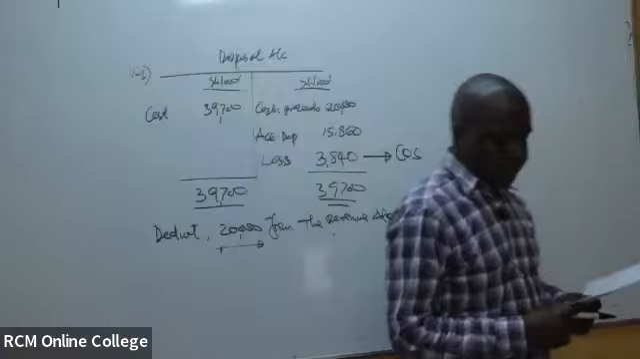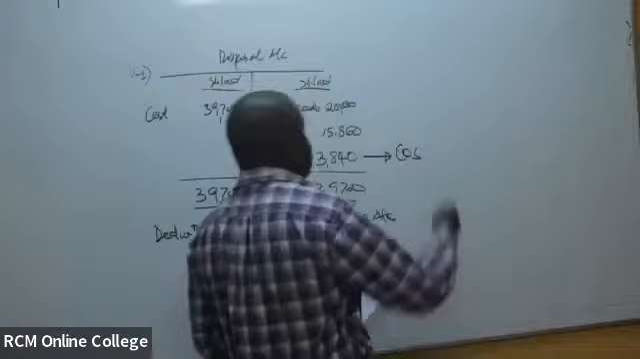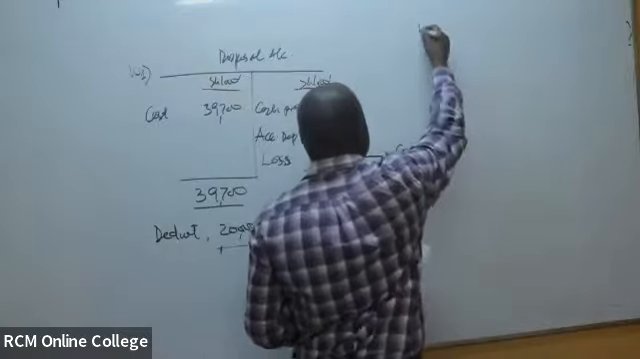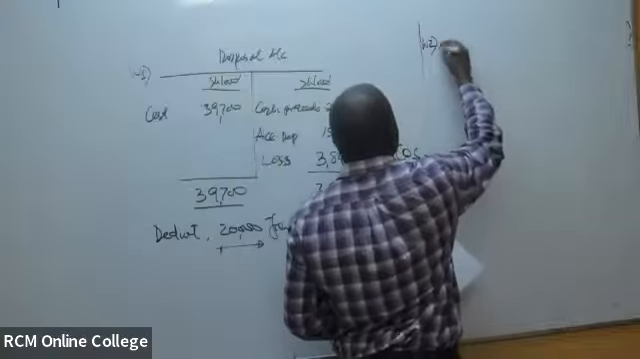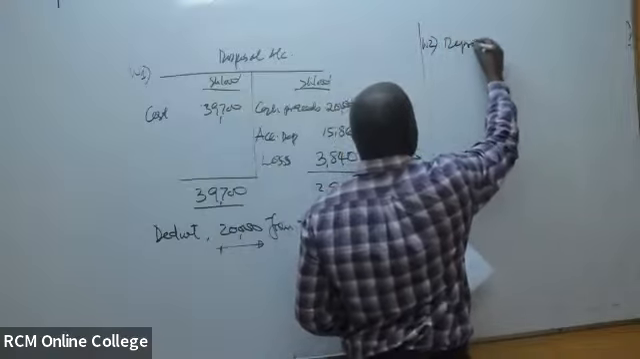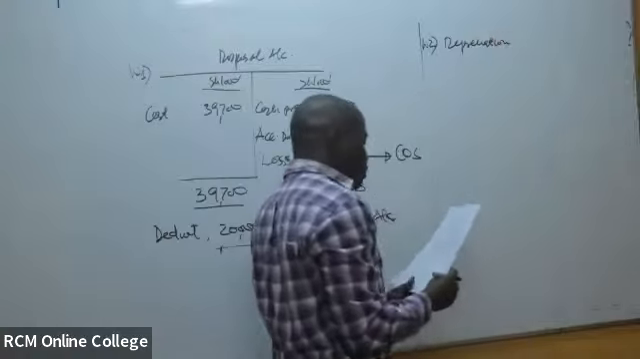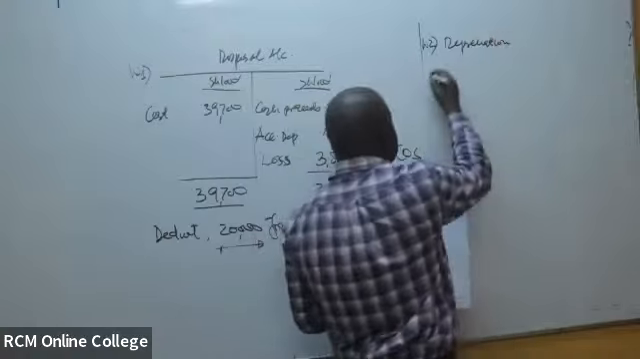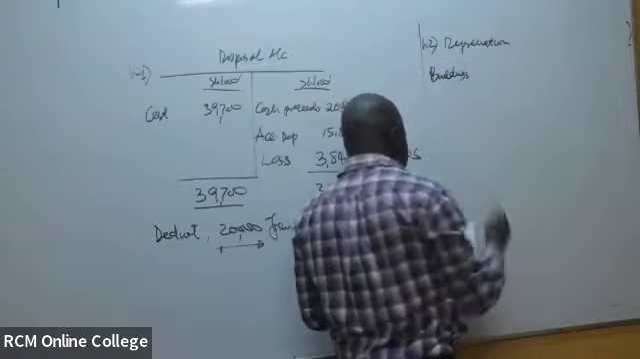Then we can go to depreciation. Depreciation is actually our working number 2. So for depreciation, in this case, we'll start with buildings.